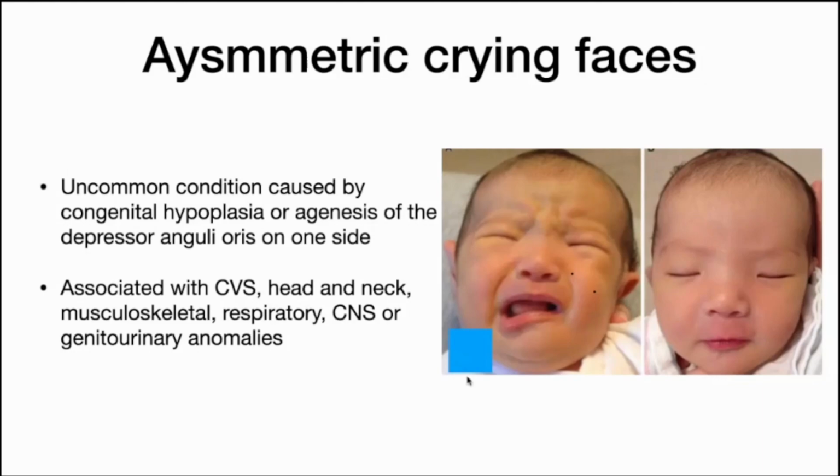Asymmetric crying facies is an entity which is less known, and it is labeled as facial nerve palsy. But it's an uncommon condition. It is caused by congenital hypoplasia or agenesis of the depressor anguli oris on one side. So this is evident only when the child cries. With this asymmetric crying facies, the child may have some lesion in the brainstem, and it is associated with serious head and neck, musculoskeletal, respiratory, CNS, or genitourinary anomalies.